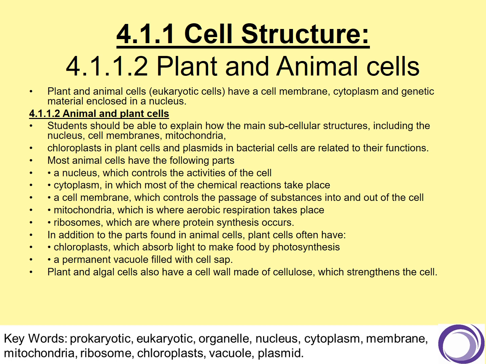The specification just helps you to realize what you need to know and what you don't need to know for your exams. It goes through the parts of the animal cells that you need to know, which are the nucleus, cytoplasm, cell membrane, mitochondria, and ribosome. In addition, you need to know about plant cells, which have chloroplasts and a vacuole. And look at this at the bottom here. You also need to know about algal cells having a cell wall made of cellulose, which plant cells also have. We're also going to talk in this lesson about prokaryotic cells and eukaryotic cells and their differences.